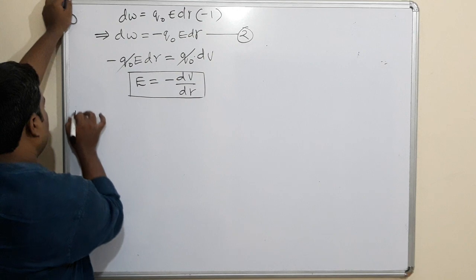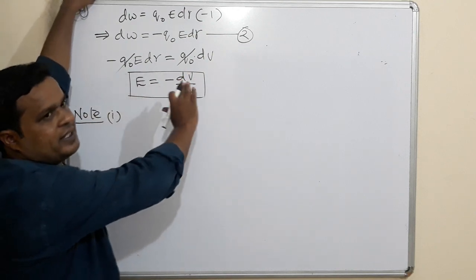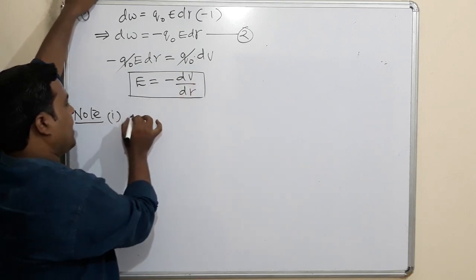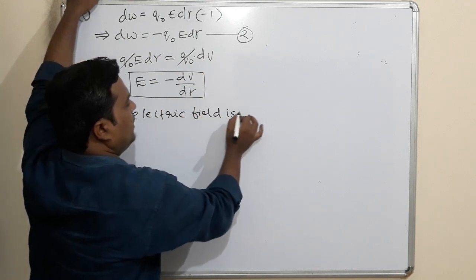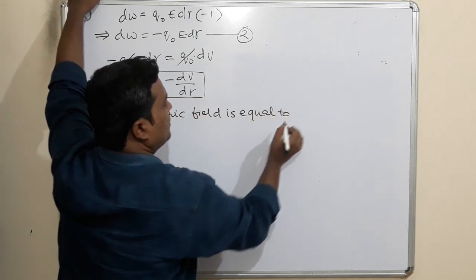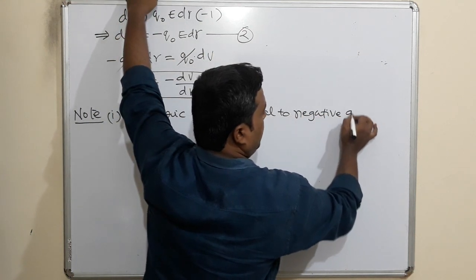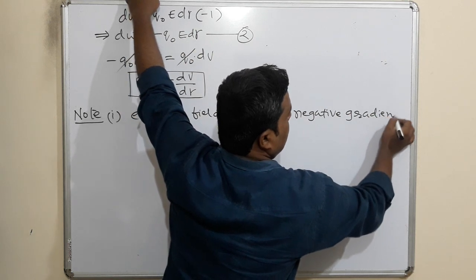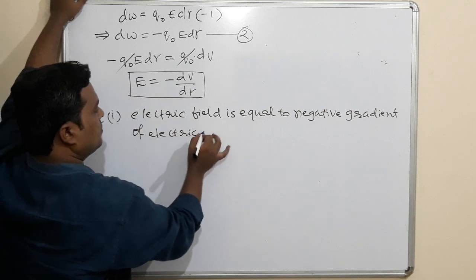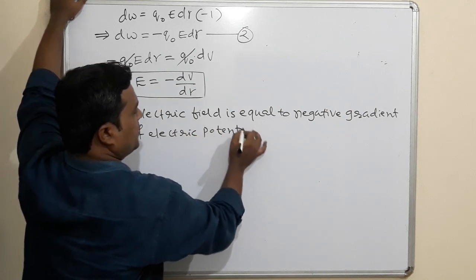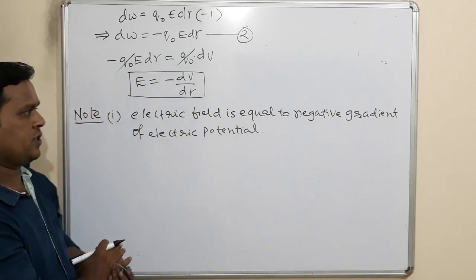Then if I write a note here, see this relation, usually we read this as: electric field is equal to, this negative sign is there, negative gradient of electric potential. Electric field is equal to negative gradient of electric potential.